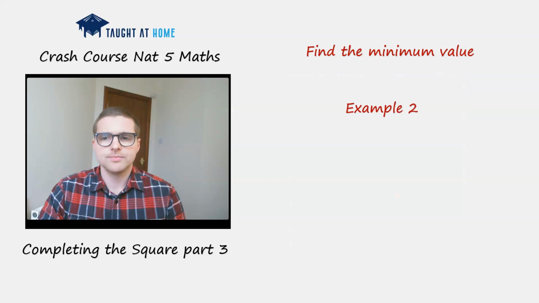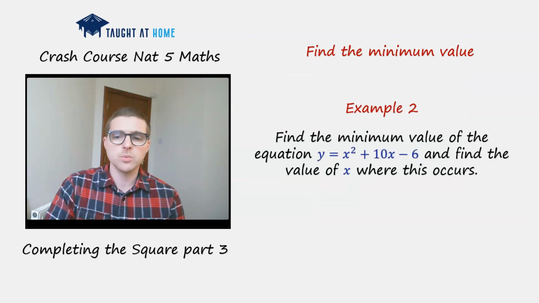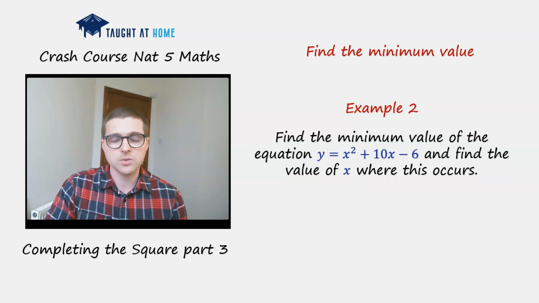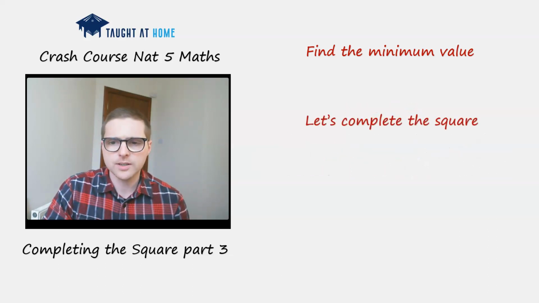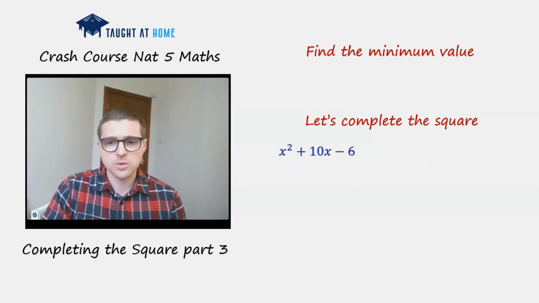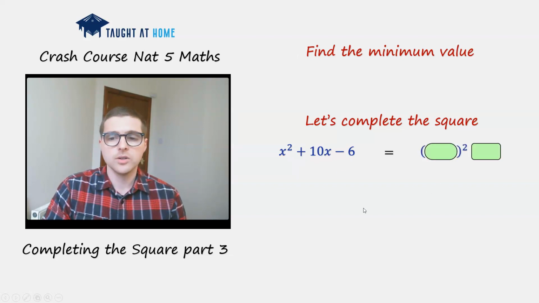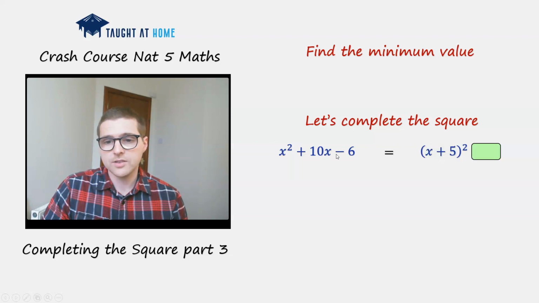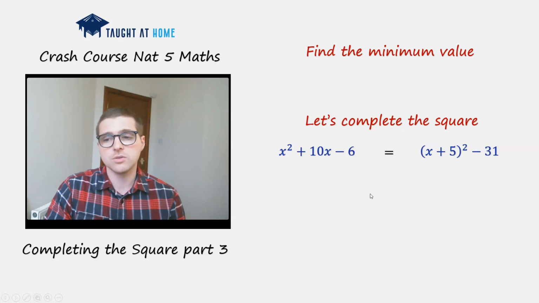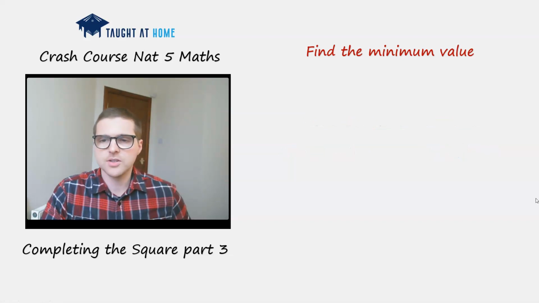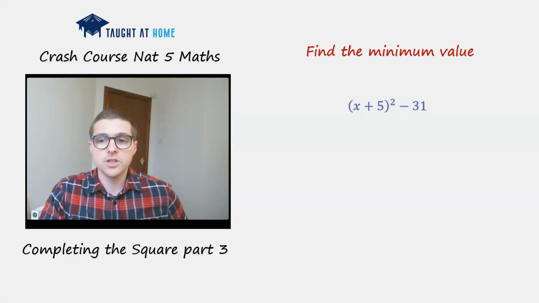So let's have another example. Find the minimum value of the equation y equals x squared plus 10x minus 6, and find the value of x where this occurs. So we're going to complete the square. First of all, we're going to halve the 10. 10 divided by 2 is 5. So it's going to be x plus 5 squared. This would give us 25, so plus 25, but we want minus 6. So we're going to have to subtract 31 from that. So x plus 5 squared minus 31 is the function in the completing the square form.